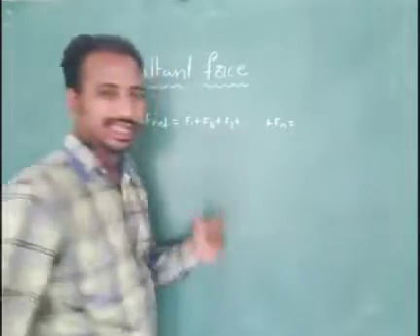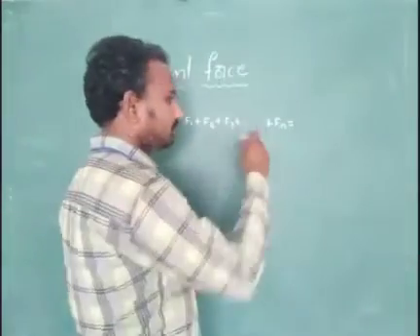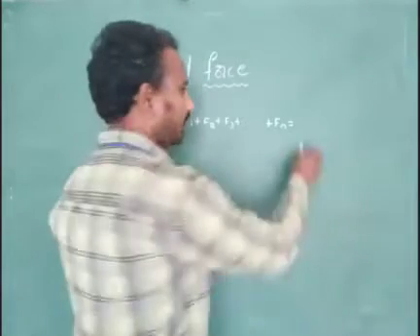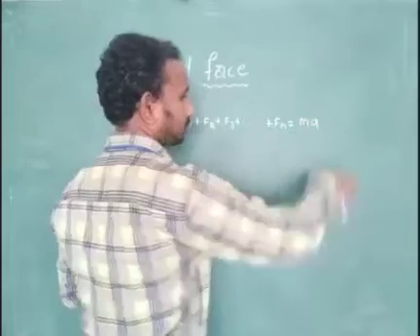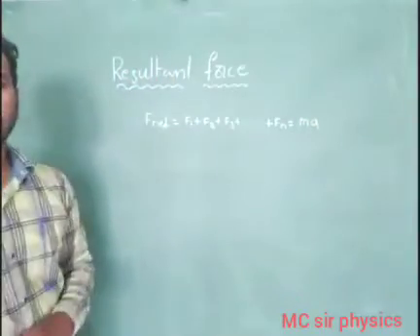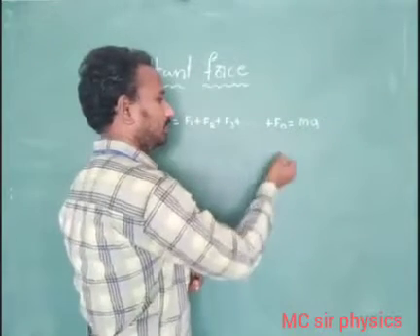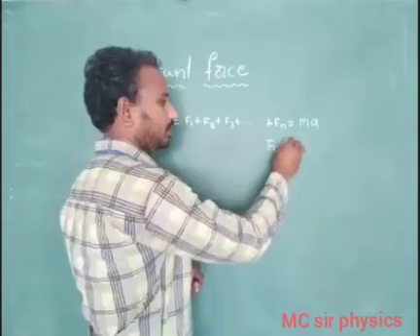What is that? A resultant force. The sum of individual forces can produce that resultant force. Yes or no? Here, identify that resultant force: mass into acceleration. We can also identify that resultant force with the help of unbalanced forces, F1 minus F2.